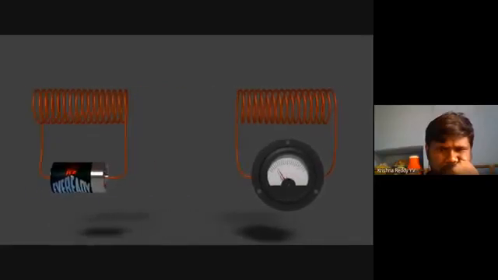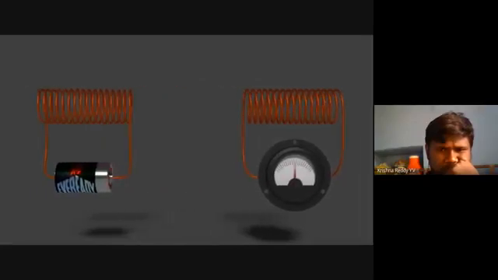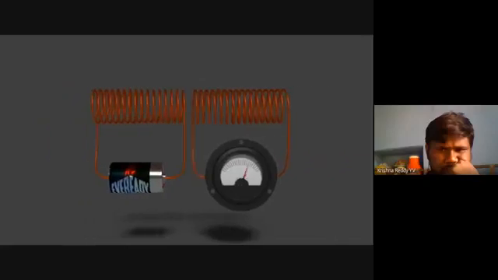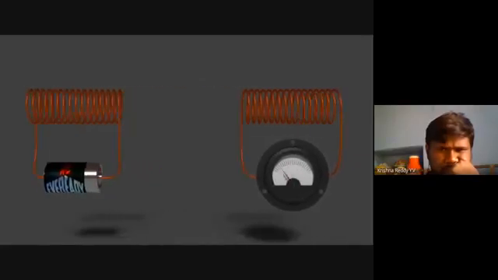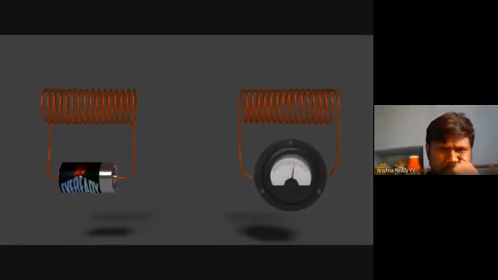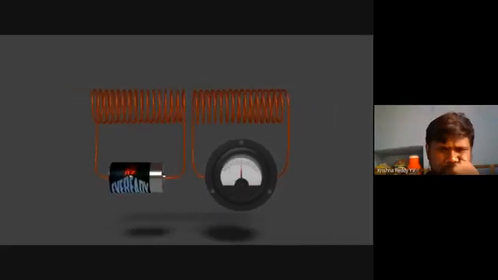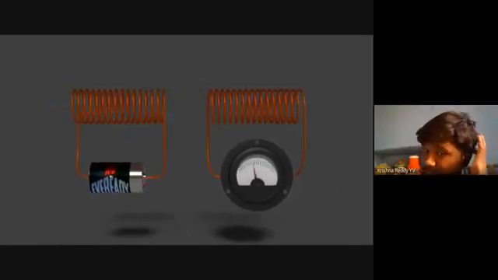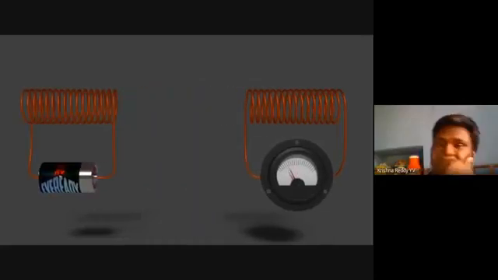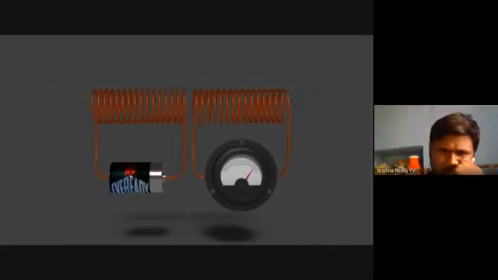When the coils come closer, there is an increasing rate of flux linkage, and when the coils go away from each other, there is a decreasing rate of flux linkage. Thus, the polarity of the induced EMF in a conductor depends upon whether the rate of change of flux linkage is increasing or decreasing. Now, let us come to the mathematical form of Faraday's law of electromagnetic induction.